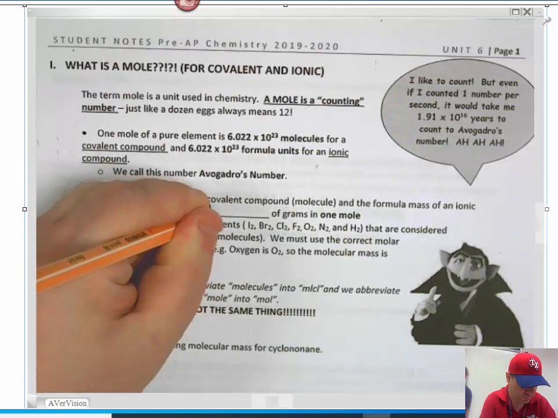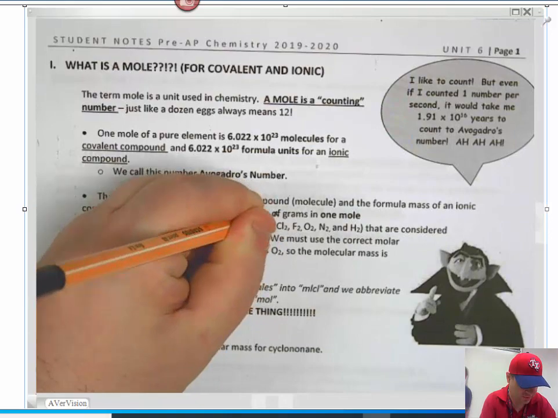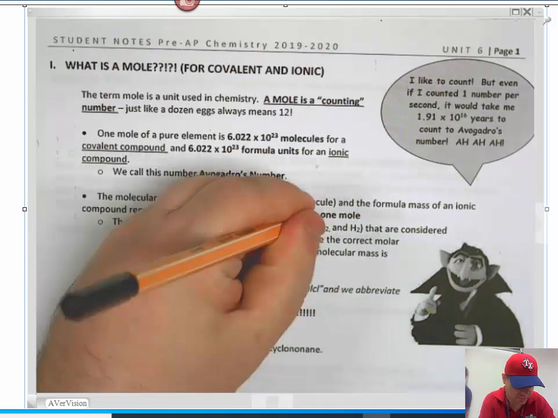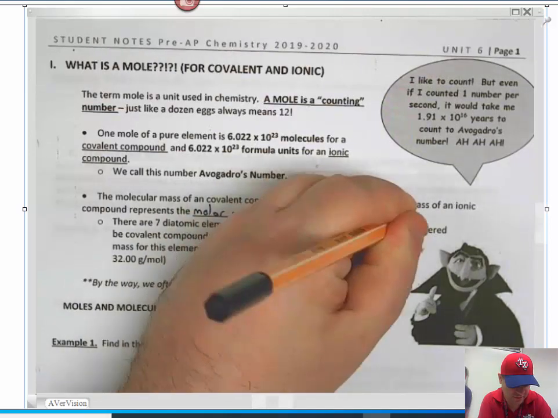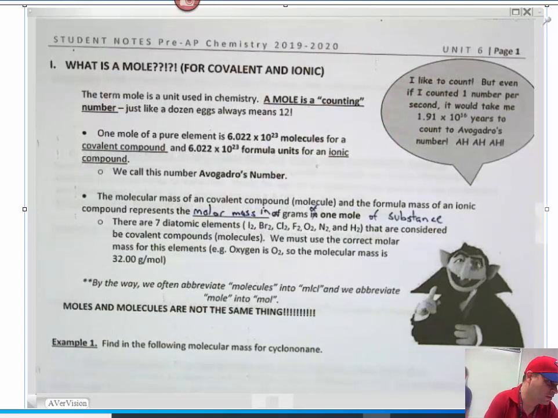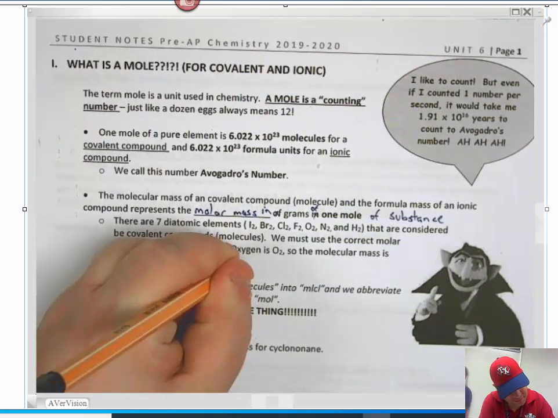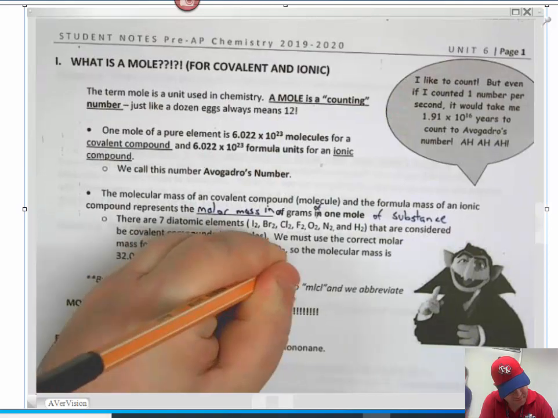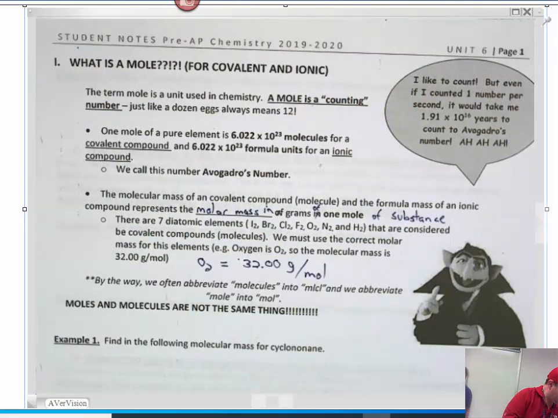The molecular mass of a covalent compound, which is a molecule, and the formula mass of an ionic compound represents the molar mass in grams of 1 mole of substance. Remember, these are the numbers that you look up on the periodic table and round to 2 decimal places. So, for example, we have O2. We know the molar mass is 32.00 grams per mole.